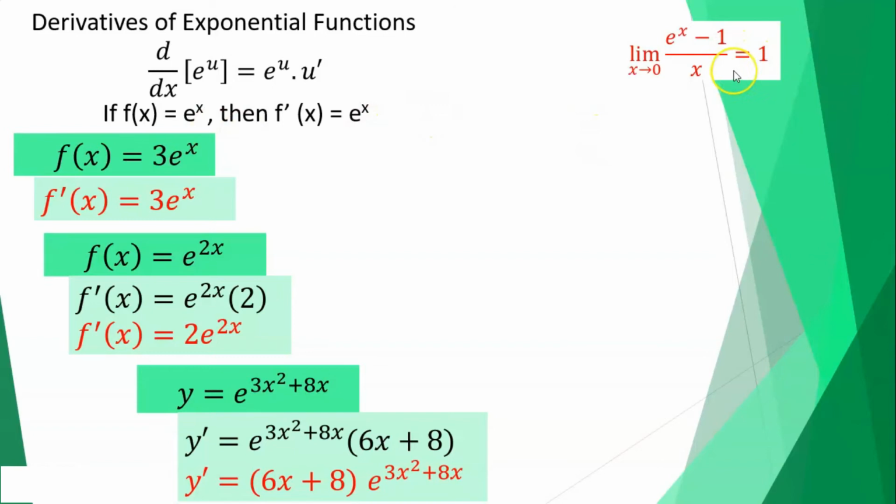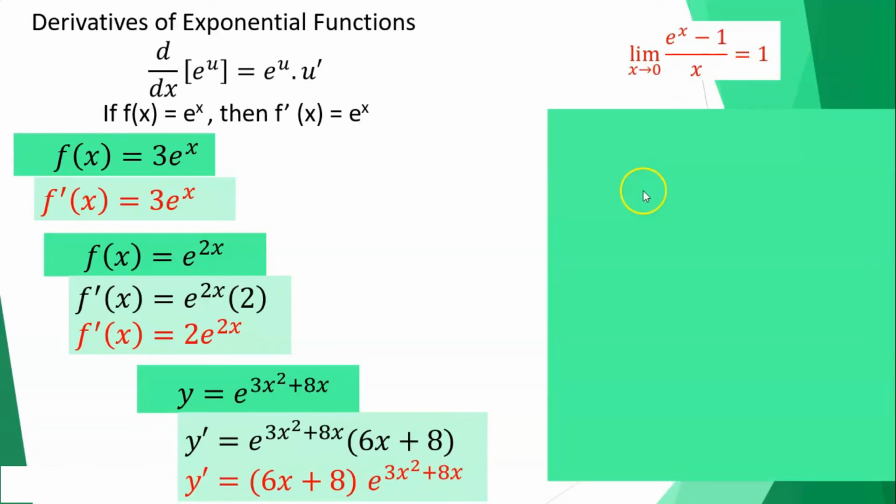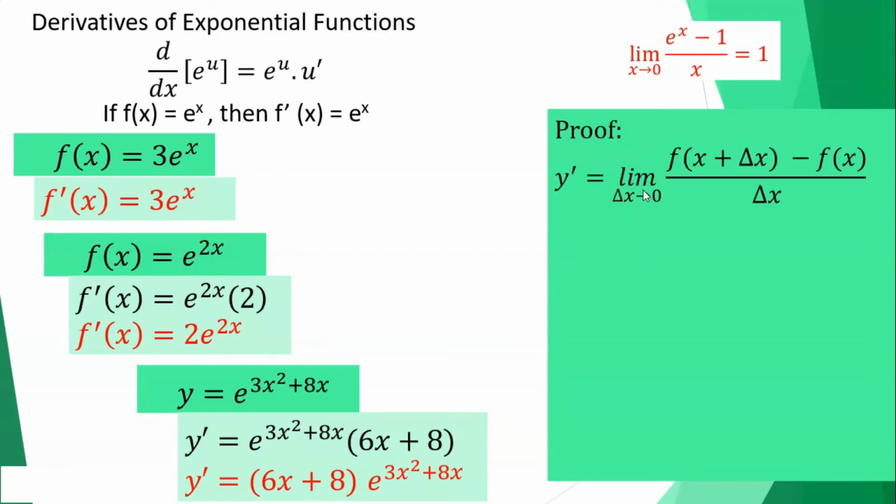So, with that, take note of this special limit: the limit of e to the power of x minus 1 over x as x approaches 0 is 1. This is the third special function. We had this in the previous lessons as well. So again, the formula for derivatives is this one. Let's substitute. That would be e to the power of x plus delta x minus e to the power of x over delta x.